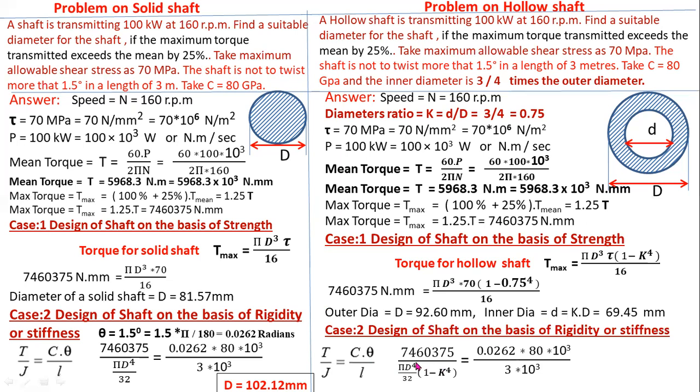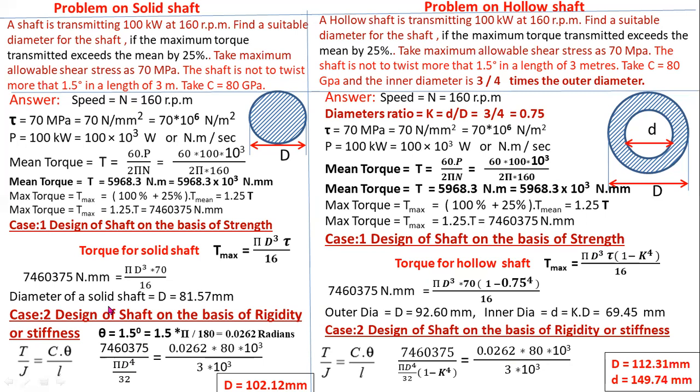Here this is the formula for the hollow shaft: pi d power 4 by 32 into 1 minus k power 4. This is the formula for the polar moment of inertia for a hollow shaft. Remaining values are the same. From this equation you can get the value of the inner and outer diameters. Capital D is the outer diameter, small d is the inner diameter. This is the answer for the hollow shaft.